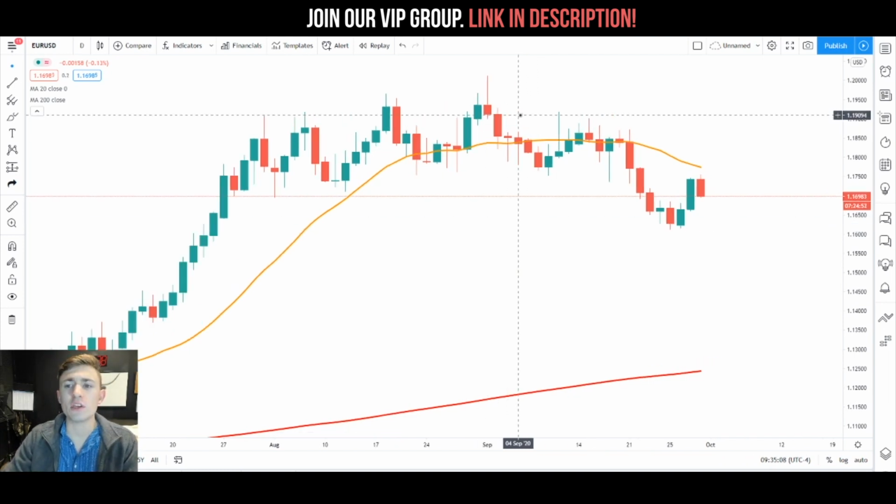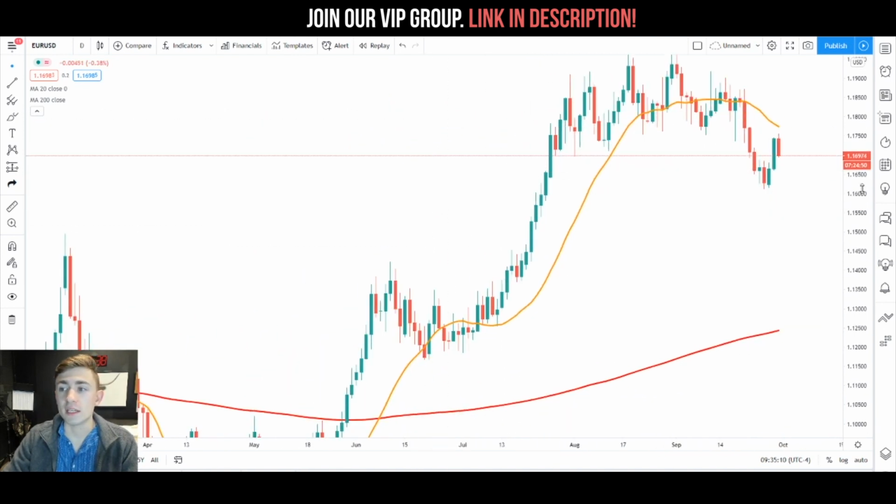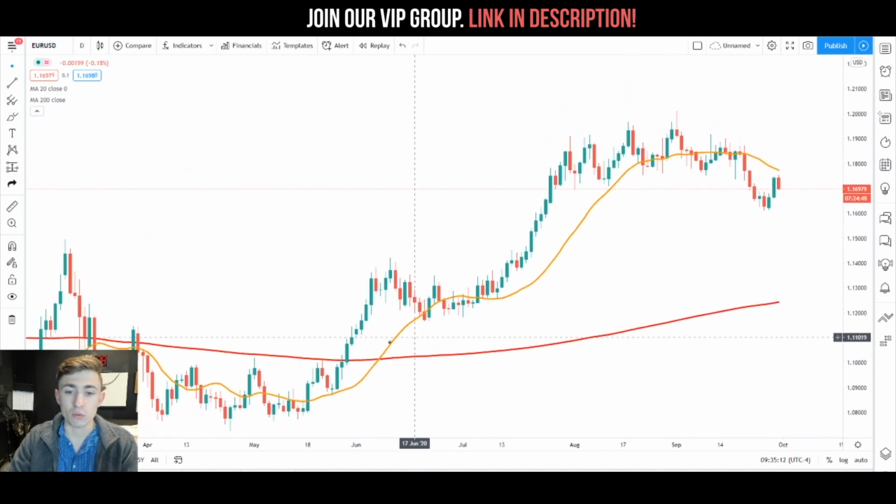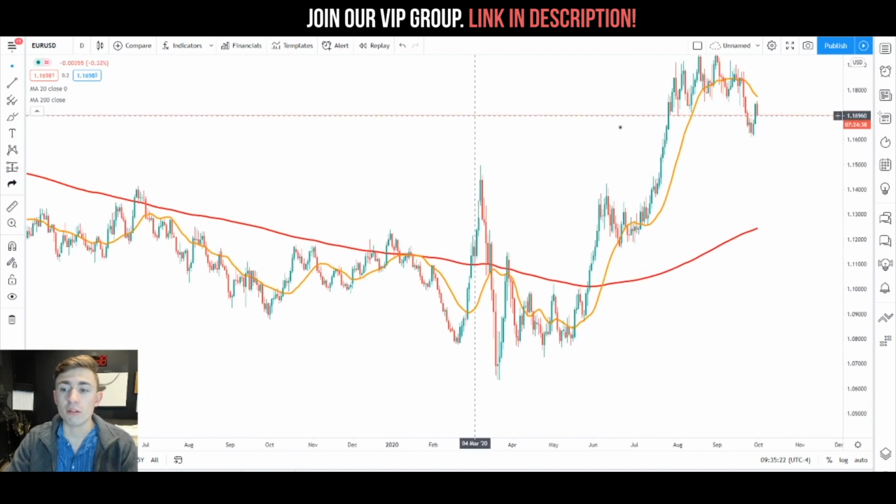Now, when we're looking at the Euro dollar though, in the last several months, we've actually seen a lot of bullishness on this pair, as well as when we were looking at pound dollar. In fact, this is one of the most impressive uptrends that we've had on Euro USD for a very long time.